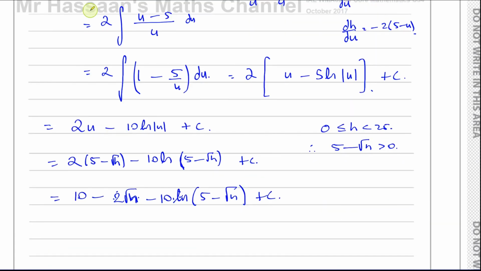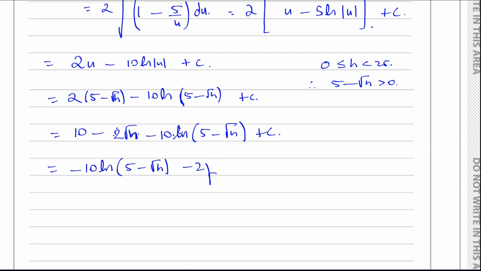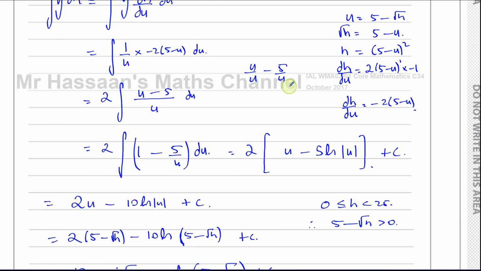We've got exactly that, so I'll write it down in the form that they gave us. Minus 10 ln of 5 minus root h is already there. And minus 2 root h is already there. But what we have here is this plus 10 and plus c. And if you notice here, they don't have the plus 10 and the plus c, because what have they done? They have just stuffed it all together in that one constant there.